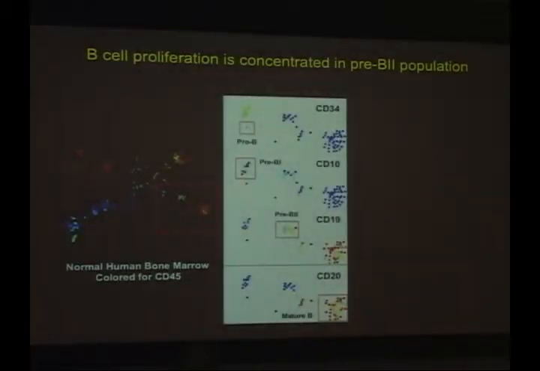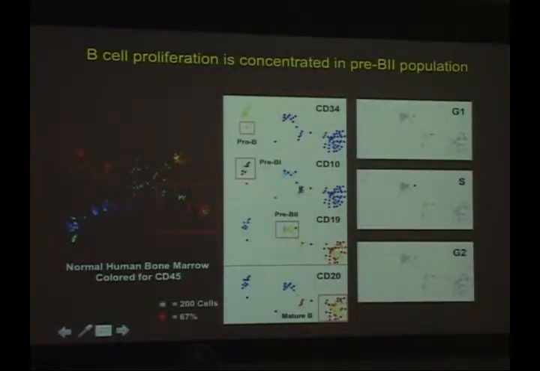You can see that using a combination of markers, we were able to define all the different B cell steps. So a high CD34 pro-B cell population that had really no significant 19 or 20. Then a pre-B cell population that has a little bit of 34, a fair bit of 10, and a tiny bit of 19. A pre-B2 that now has 19 but no 20, and then a mature population that has both 19 and 20, has no 10 or 34.